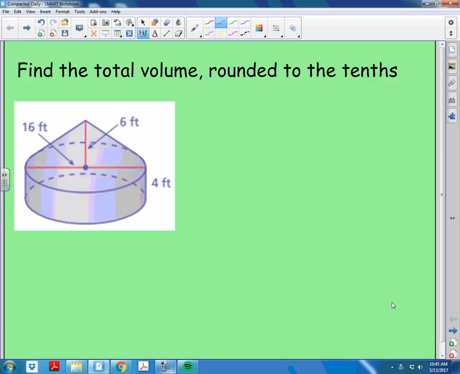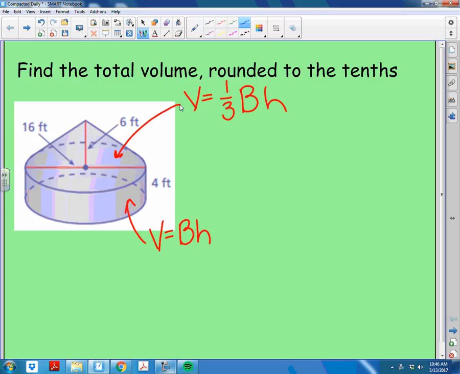Cylinder and cone. So, your cone, the volume is 1/3 area of the base times the distance between the bases. That's the cone. That's the cone I meant. I'm sorry, I pointed at the cone and said something else. And then the volume of the cylinder is area of the base times the distance between the bases. So we need to kind of take it one piece at a time.